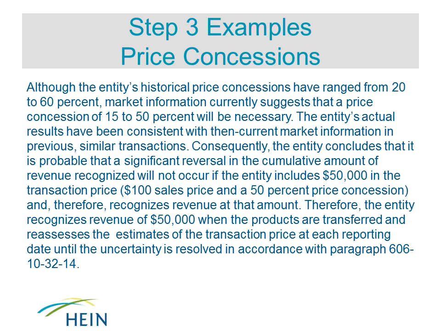So to continue on with the example then, although the entity's historical price concessions have ranged from 20 to 60%, because market information currently suggests that a concession of 15 to 50% will be necessary, and the entity's actual results have been consistent with then current market information in previous similar transactions, the company concludes that it is probable that a significant reversal in the cumulative amount of revenue recognized would not occur if the entity includes the $50,000 in the transaction price.